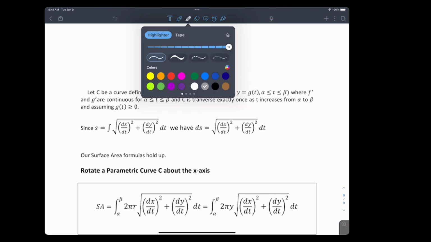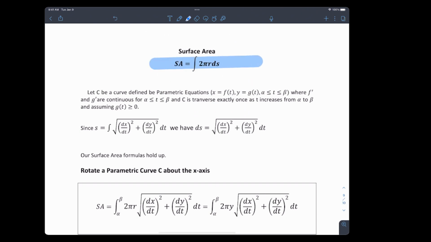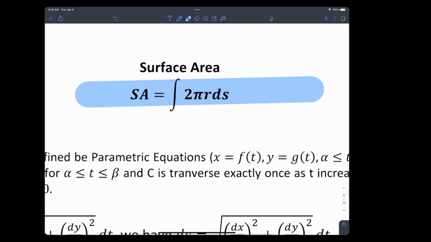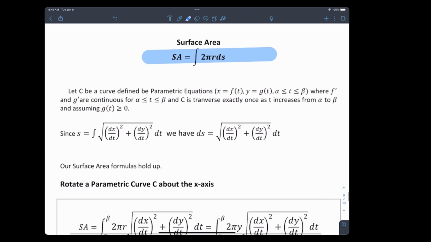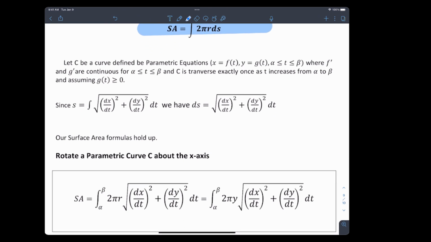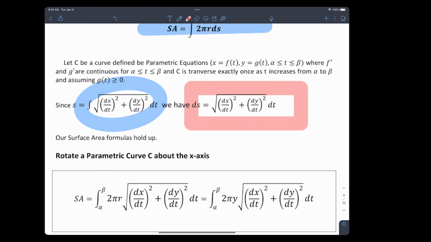Remember the idea last time: you start with that formula, surface area equals the integral of 2 pi r ds, and you have to determine r and determine ds. Now, your S is right here, which means for the ds, there's only one ds formula, not two. So this is your ds formula.